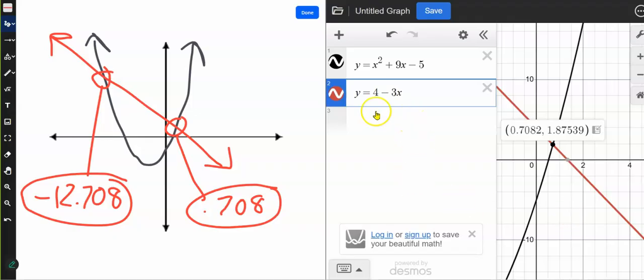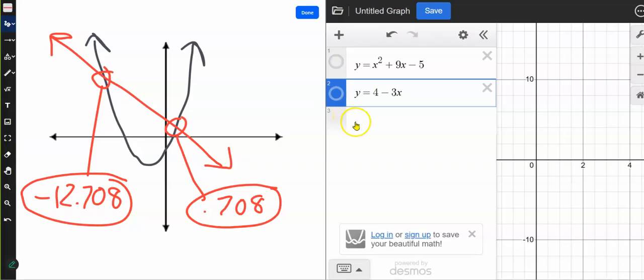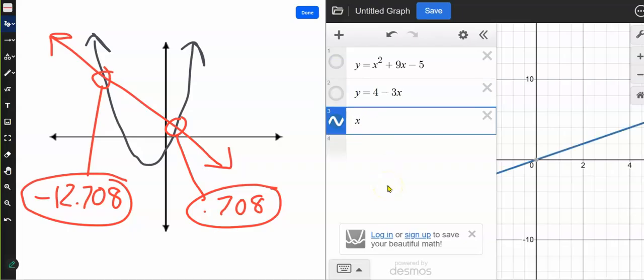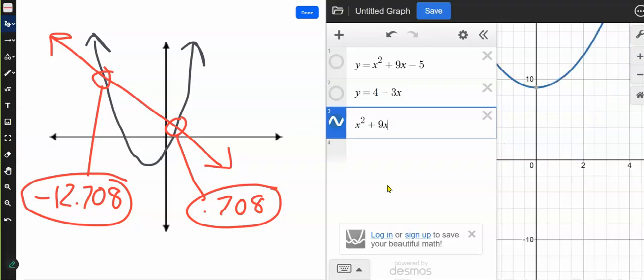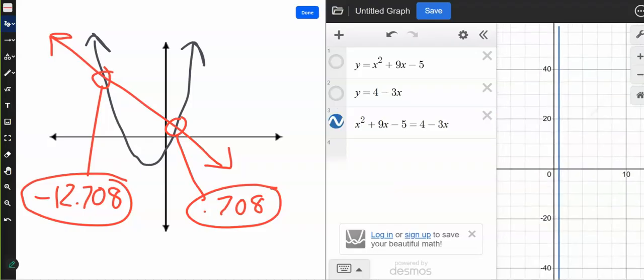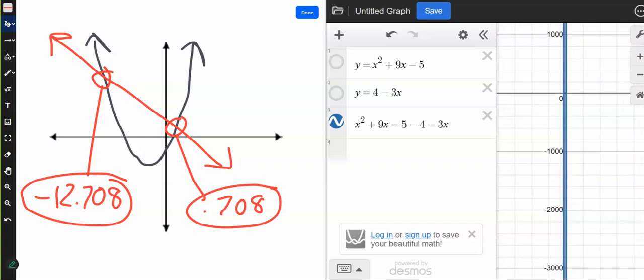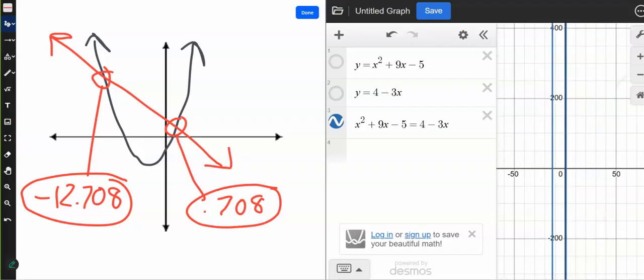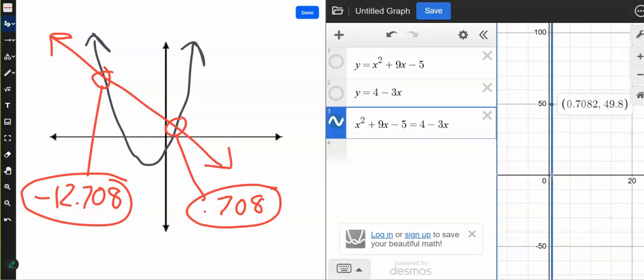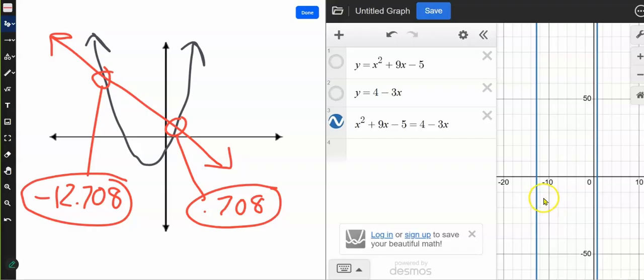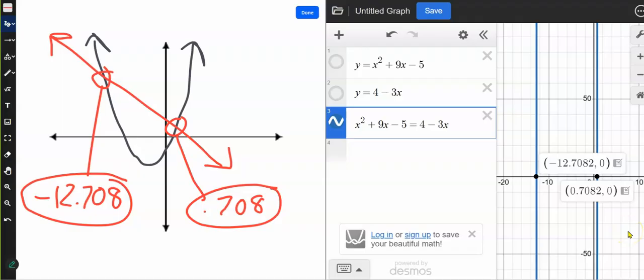Now, could I literally, let's see what happens if I type this. X squared plus 9x minus 5 equals 4 minus 3x. Now, as you can see here, it looks weird. It doesn't make sense at all. Right? Two vertical lines? Yeah, see? Just to verify, those are the two answers right there.